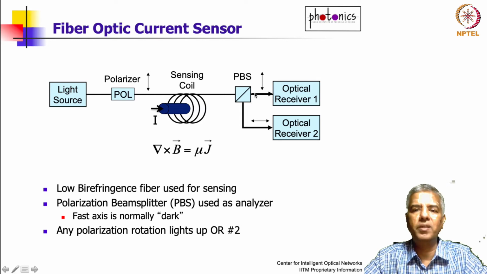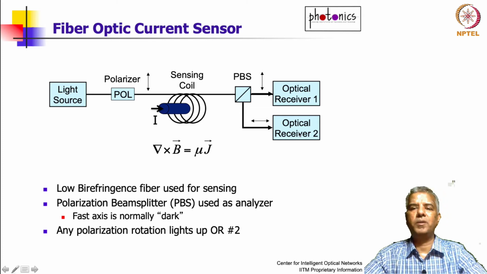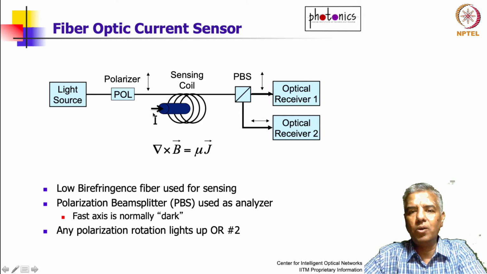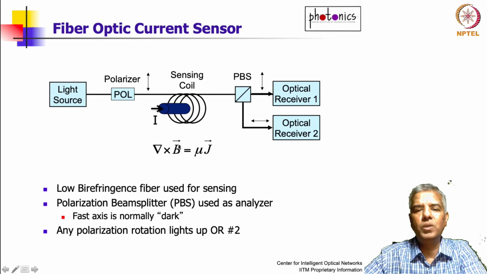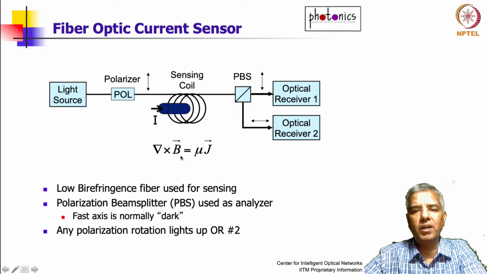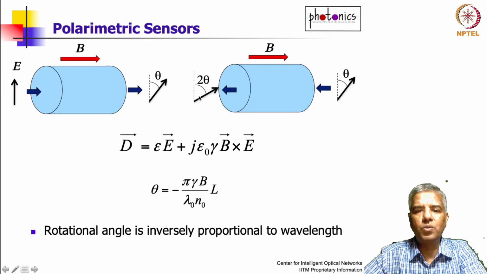So the output polarization will have a small component that will essentially register itself in optical receiver 2. Initially, without any current, all the light is going over here, but with a certain amount of current, you will have a certain light intensity coming in this port, and if you increase the current, through which you are increasing your magnetic flux density, then it will increase theta. Basically that's what we saw over here.